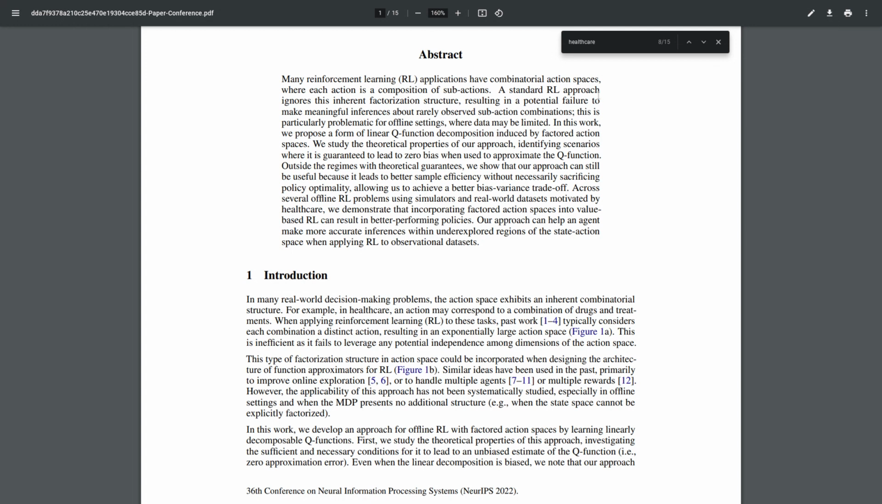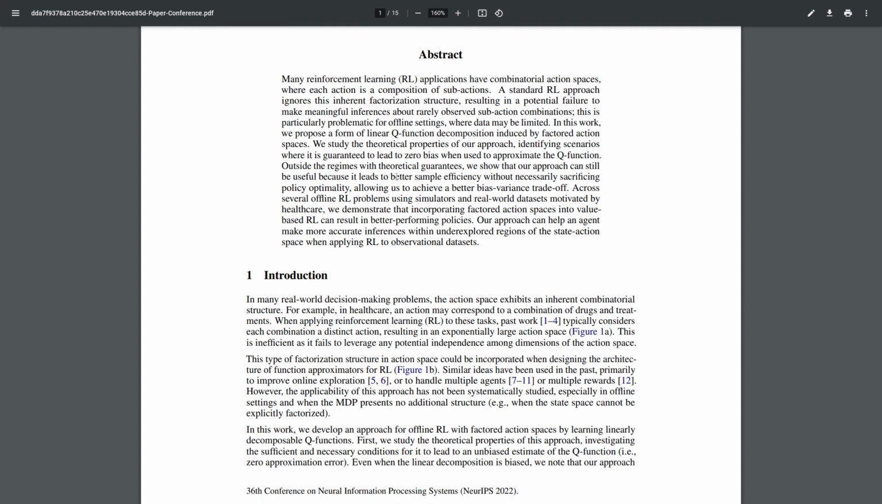subactions. A standard RL approach ignores this inherent factorization structure, resulting in a potential failure to make meaningful inferences about rarely observed subaction combinations. This is particularly problematic for offline settings where data may be limited. In this work, we propose a form of linear Q-function decomposition induced by factored action spaces. We study the theoretical properties of our approach, identifying scenarios where it is guaranteed to lead to zero bias when used to approximate the Q-function.